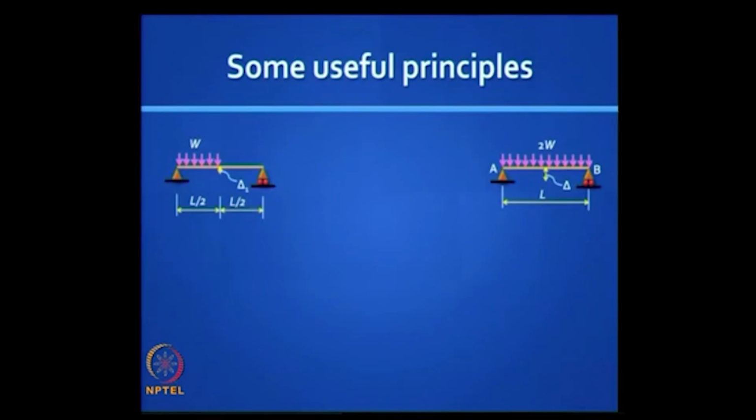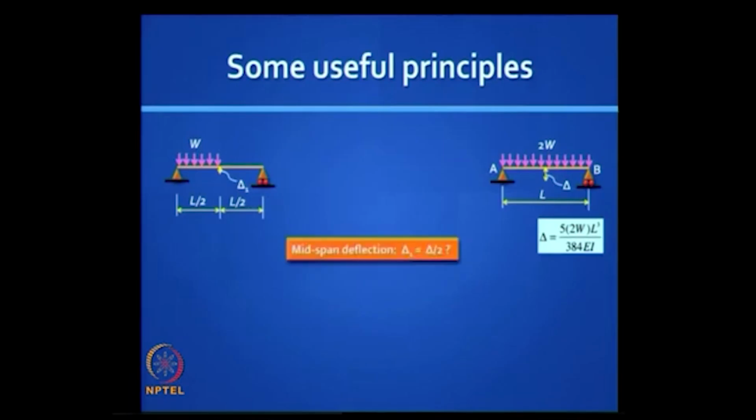Here are some useful principles. I think I have asked you this question earlier, but here it goes again. Take a simply supported beam. Let us say half the beam is loaded and the deflection at the midspan is delta 1. Let us say the full beam is loaded, the deflection is delta in that beam. Can we say, and you can get a formula for delta if you wish, that the midspan deflection delta 1 is half of delta? Yes or no? Yes.